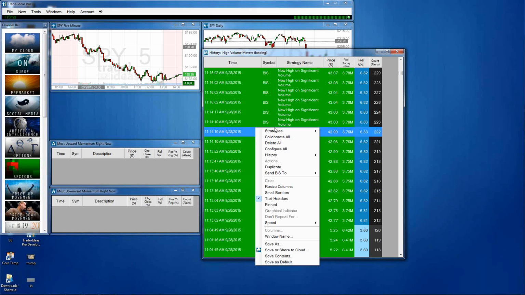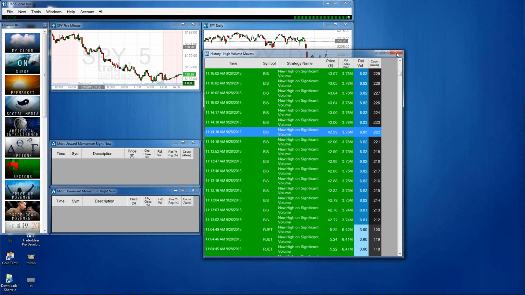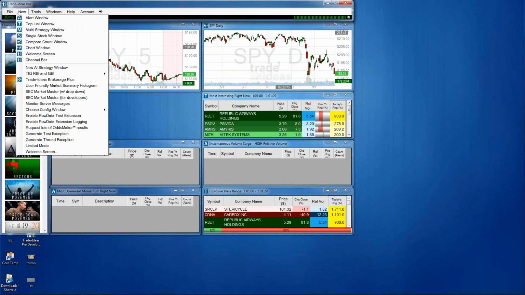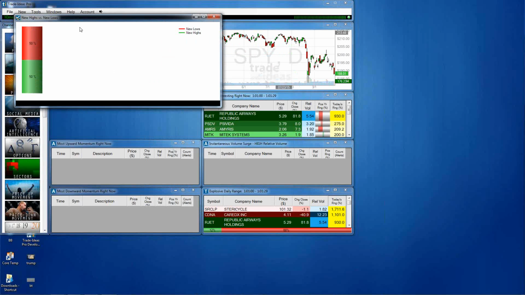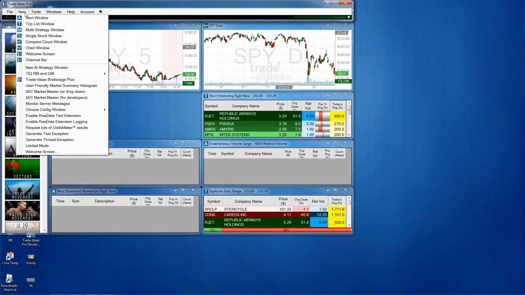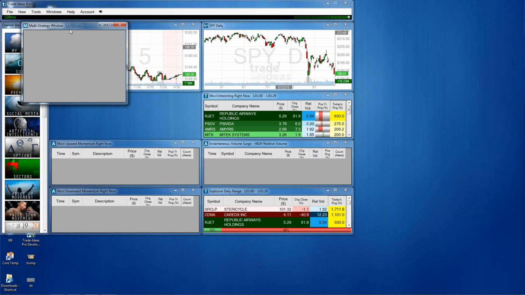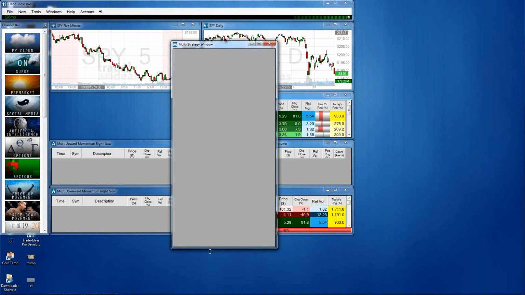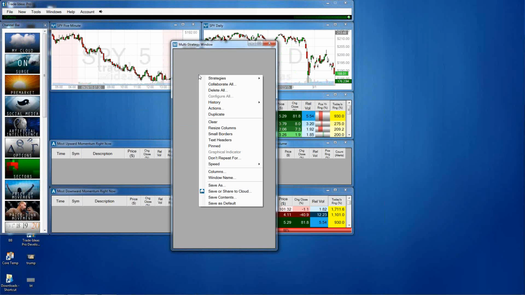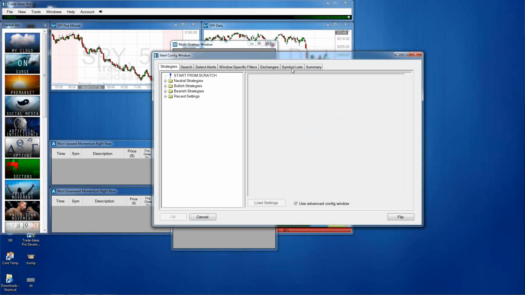Now, let me do this real quick here. I will spawn a new compare count window, because when we have a blank multi-strategy window, there we go. When we have a blank compare count window here, such as this one, there are no strategies inside of it. Only the ability to import a new strategy, or I could configure one from scratch, just like we're in an alert window. But that's time consuming.